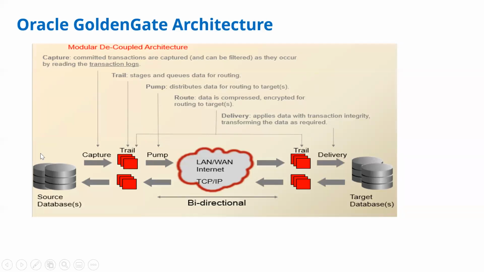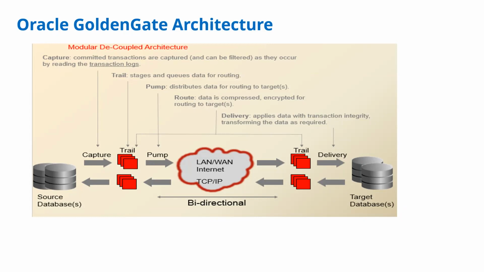Okay. So GoldenGate captures the data from the transaction logs of the database. Remember one thing, GoldenGate captures only committed transactions. It doesn't capture any uncommitted transactions. So one of the major things you have to keep in mind is GoldenGate is only going to capture and apply committed transactions. No uncommitted transaction will be captured by Oracle GoldenGate.